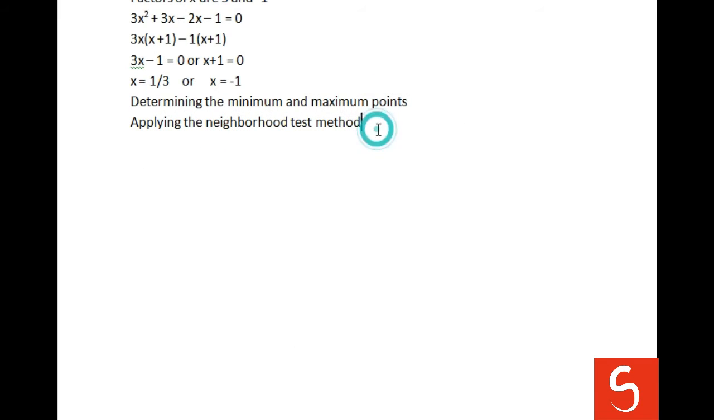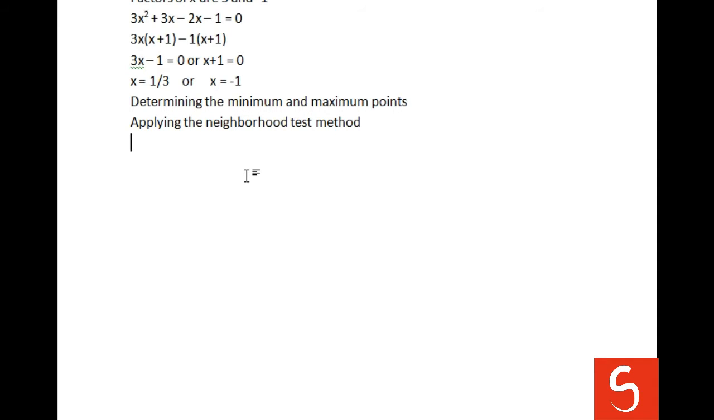Alright, so for us to apply the neighborhood test method, in the case of x equals -1, we need to find a value very close to -1 that is less than -1, and another value very close that is greater than -1. So we know that on the number line, -2 is less than -1, -3 is less than -1, and then 0 is greater than -1, 1 is greater than -1.